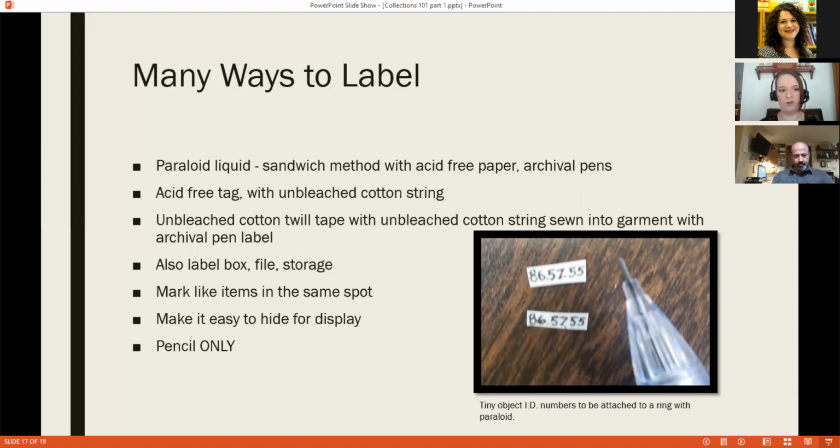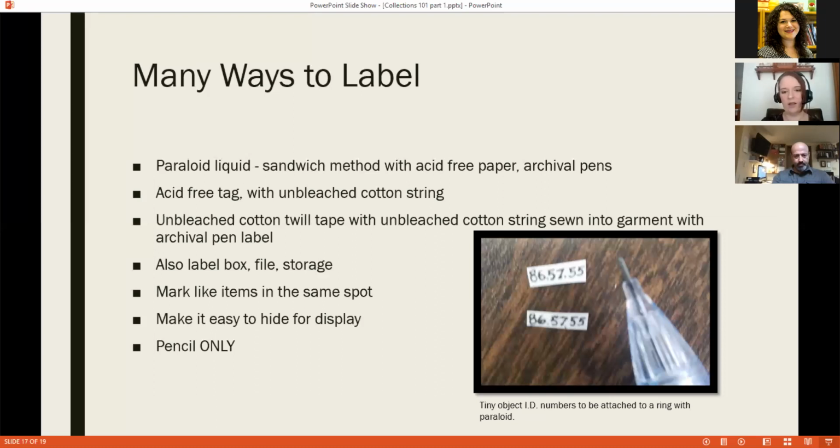The one exception is if you're going to use Paraloid liquid, which is a liquid substance that kind of looks like nail polish. I've seen it come in nail polish looking bottles, and you have two bottles. With the first bottle, you lay down a layer of the liquid on the item where you want the label to go. Then you can either write directly on the liquid, or like in this image here, you can write a teeny tiny little ID number, but you've got to have really good dexterity for that, which I happen to have. I wrote those little ID numbers.